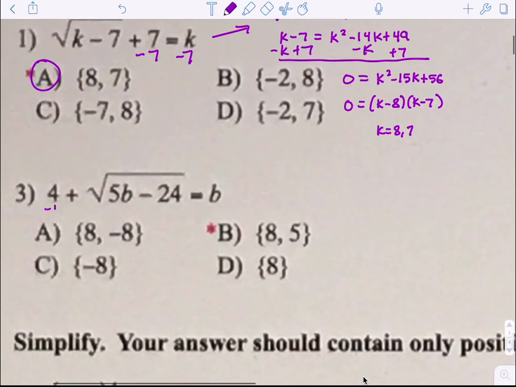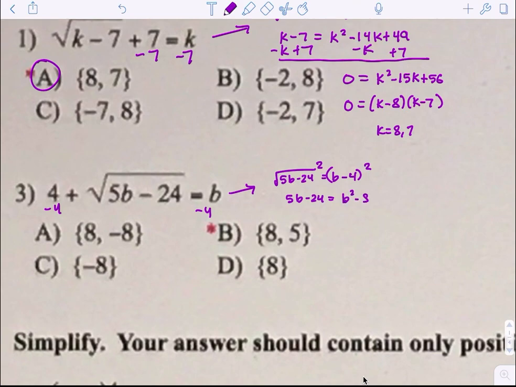Number 3, subtract 4 from both sides. Square root of 5b minus 24 is equal to b minus 4. Take both sides to the second power. 5b minus 24 is equal to, and then multiply that out, we get b squared minus 8b plus 16. Set this equation equal to 0, so I'm going to subtract 5b from both sides, and I'm going to add 24 to both sides. 0 is equal to b squared minus 13b plus 40.